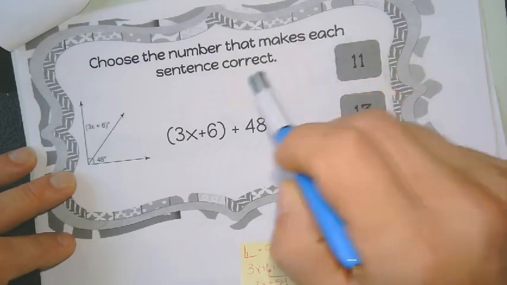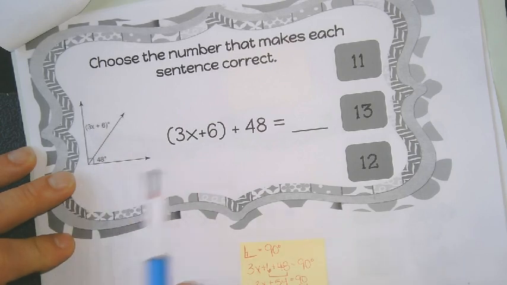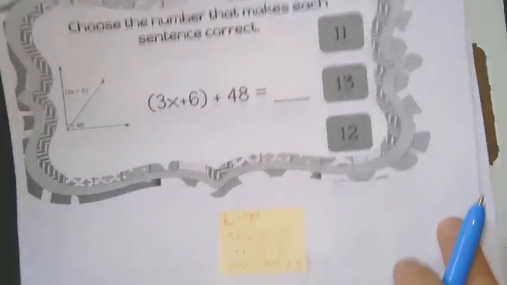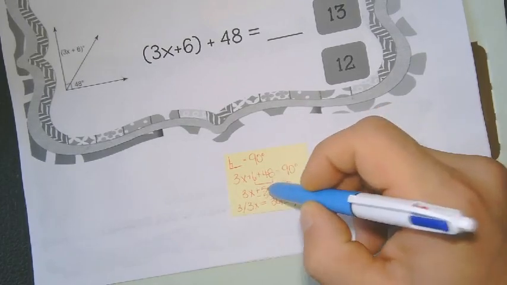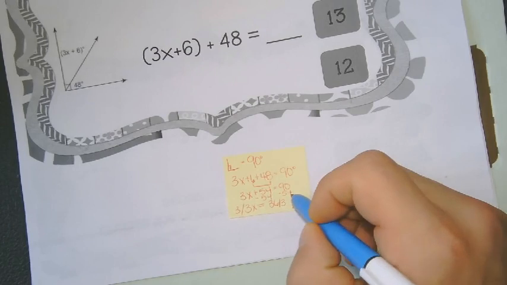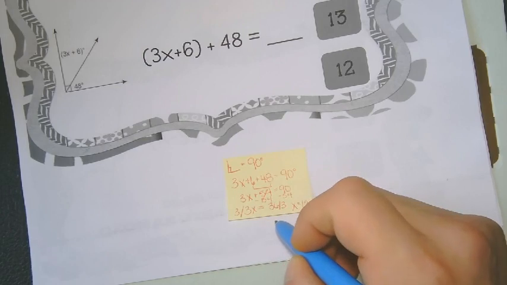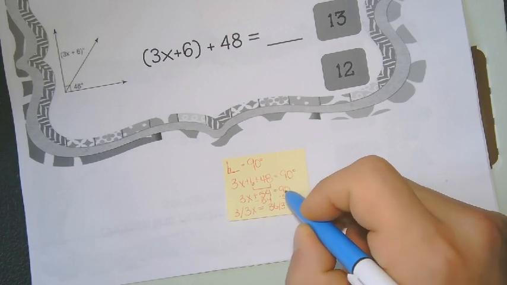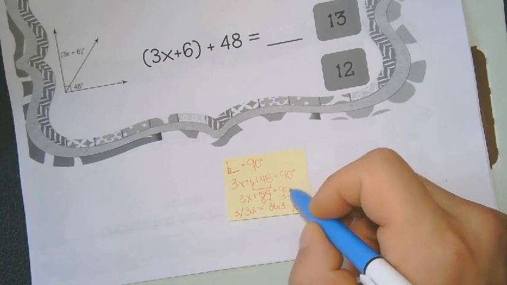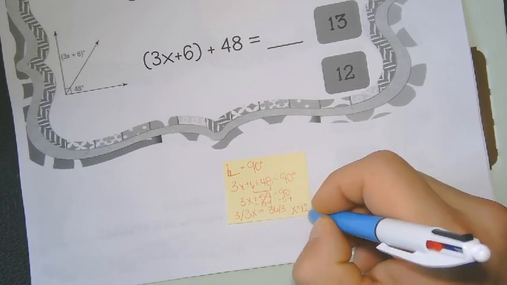So choose the number that makes each sentence correct. We have 3x plus 6, and then 48. So we just set both of these equal to 90, and going through it step by step, you will get 6 plus 48, which gives you 54. You subtract 54 from 90, and both sides cancel 54. And you can bring everything down, you get 3x equals 36. All right, so 3x equals 36. You divide 36 by 3, x equals 12.